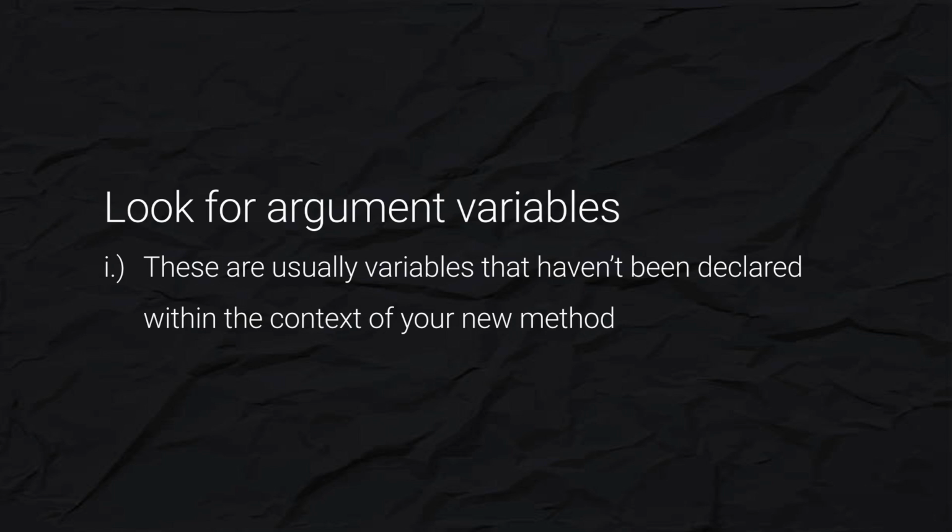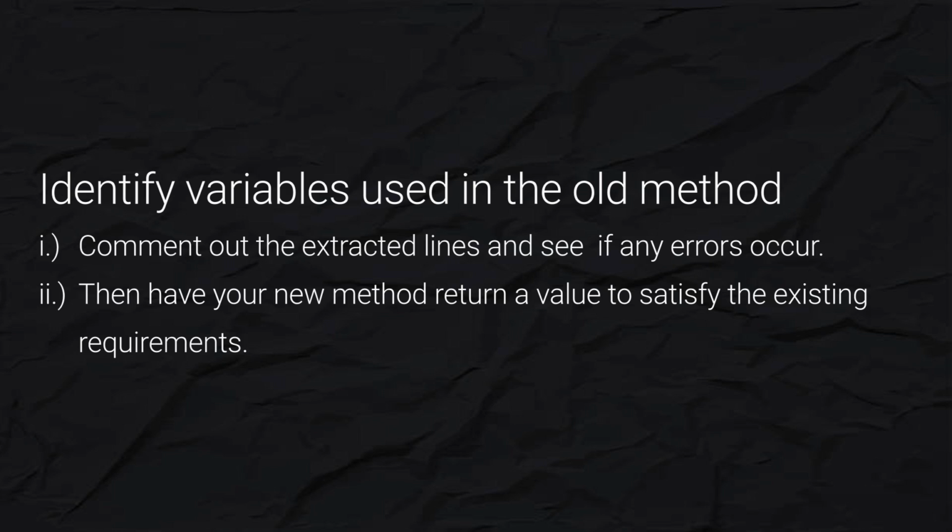Step number 3, identify any variables that need to be passed in as arguments. These are usually variables that haven't been declared within the context of your new method. The best case scenario is that there are no variables that need to be passed in. Step number 4, identify what variables are still used by the old method. You can do this by commenting out the extracted lines and see if any errors occur. If there are, you can have your new method return a value to satisfy the existing requirements.